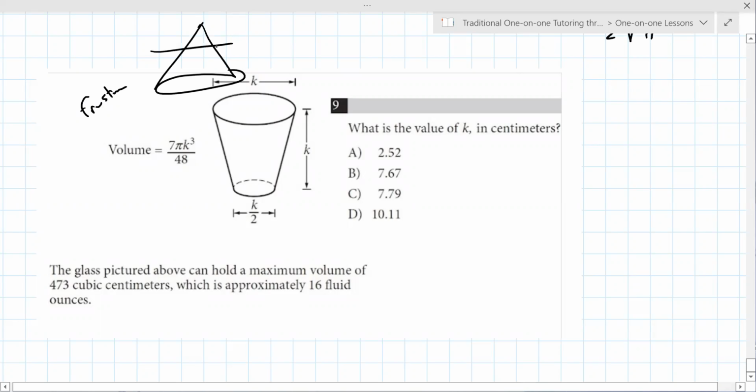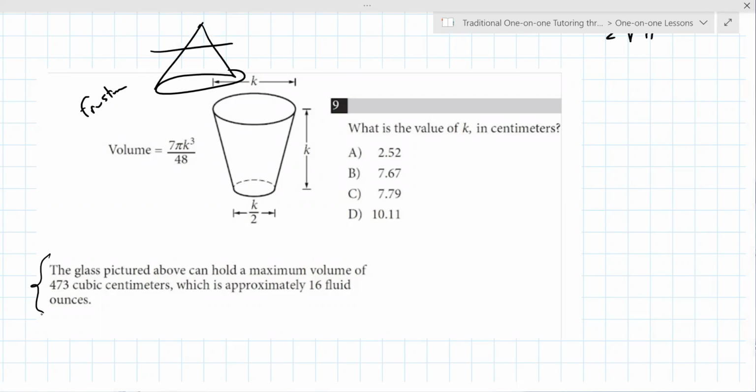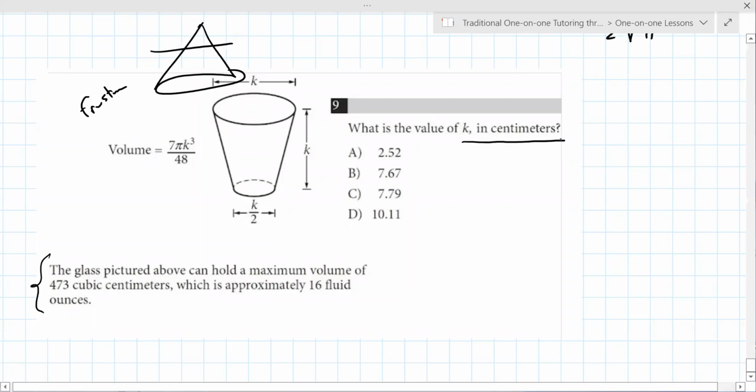So the question is, how do we solve for K? Well, they have to give you more information, which is over here on the left. Go ahead and read that now. As pictured above can hold a maximum volume 473 cubic centimeters, which is approximately 16 fluid ounces. Now, is K in ounces or centimeters? Centimeters. So we want to use the 473 as the volume because it's centimeters cubed.